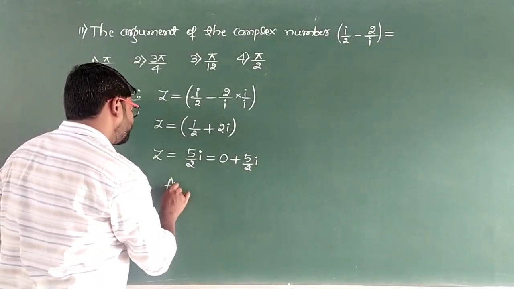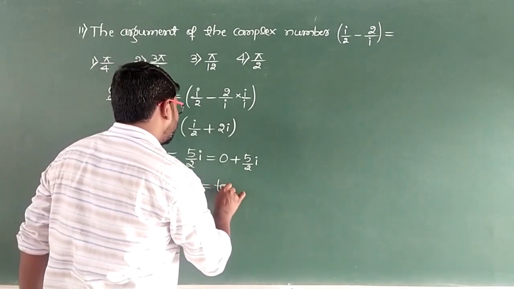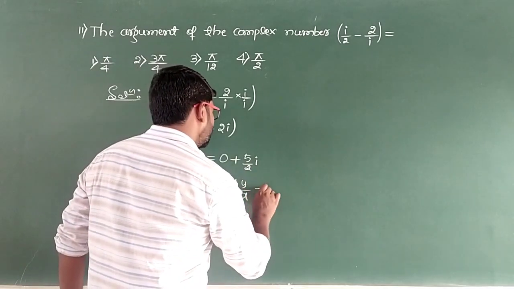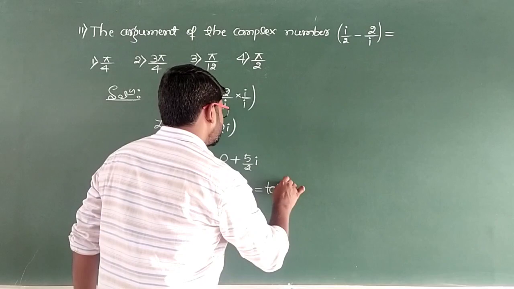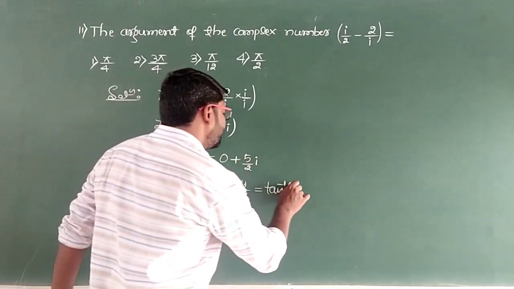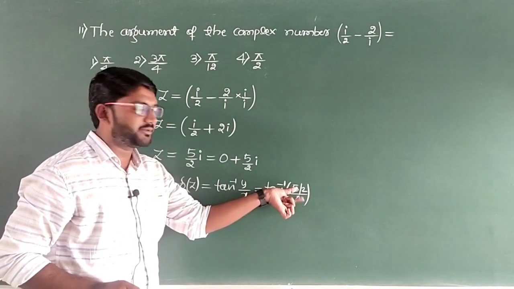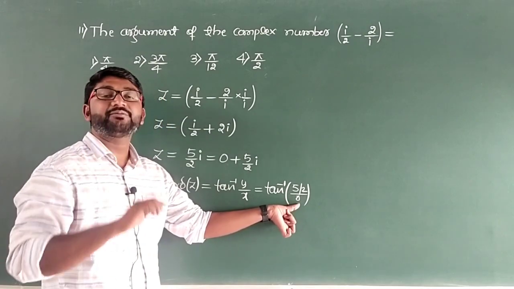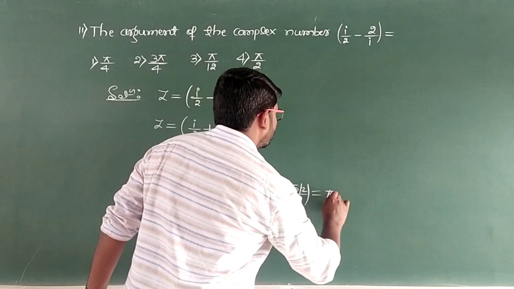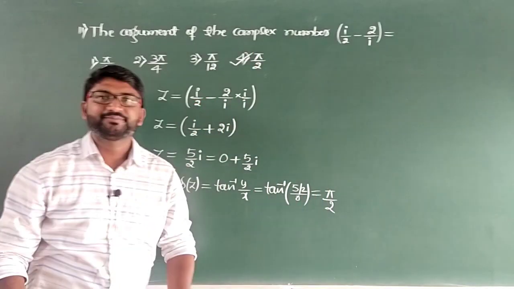So argument, arg z, which is equal to, what is the formula? Tan inverse y by x. So this is equal to tan inverse, what is y here? It is the x plus iy form. So y will be 5 by 2 divided by 0. This is going to be infinity. Tan inverse infinity. That means for which angle do we get infinity? It is pi by 2. Pi by 2. Option 4 is the correct answer.